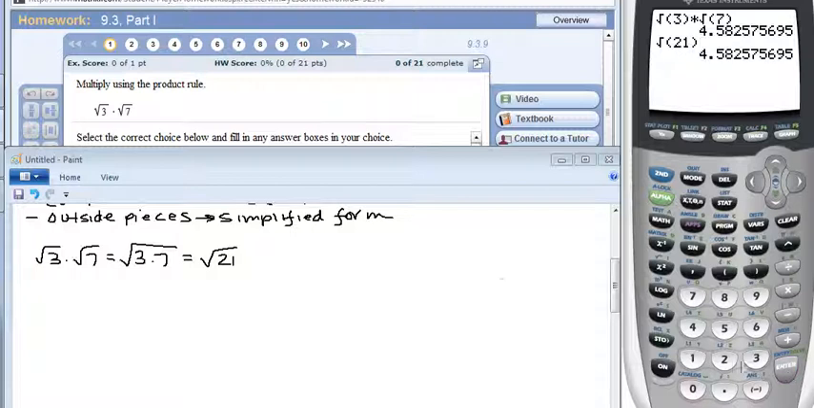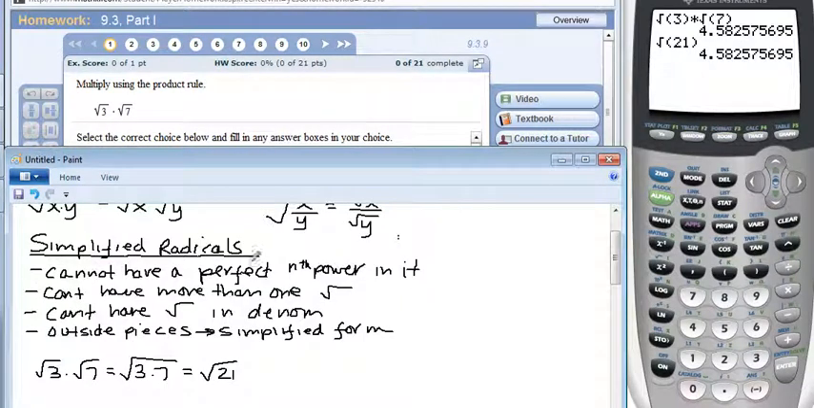Yep, exactly the same. So now what I'm going to do is go back into my simplified radicals. These three things have been satisfied. I only have one radical sign now. It's not in the denominator. And my outside pieces don't exist. I don't have anything on the outside of the radical here, so those can't be simplified. But this one's a very important one. Since I'm in square roots, I have to look to see if I have a perfect square in it.